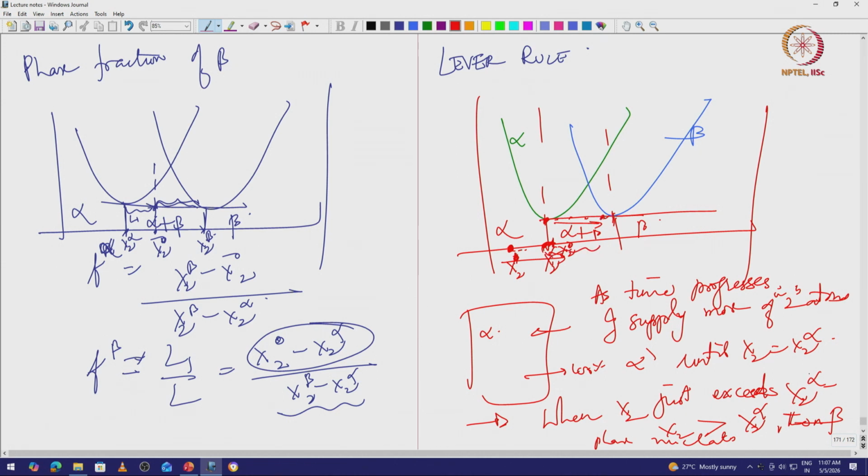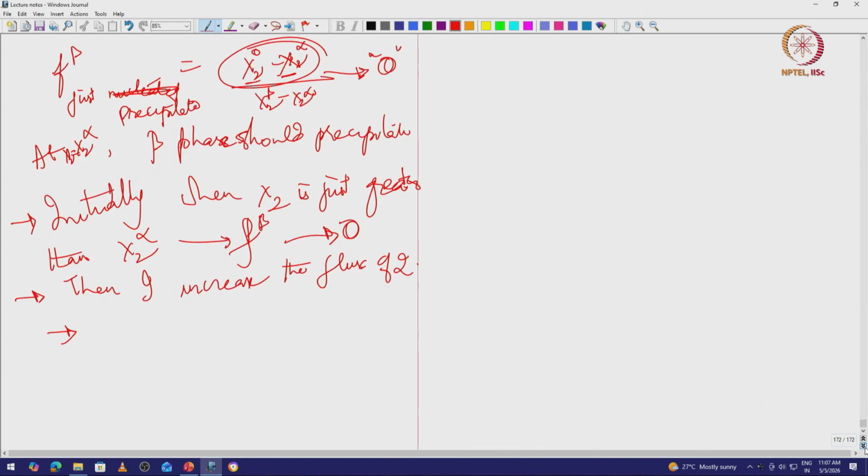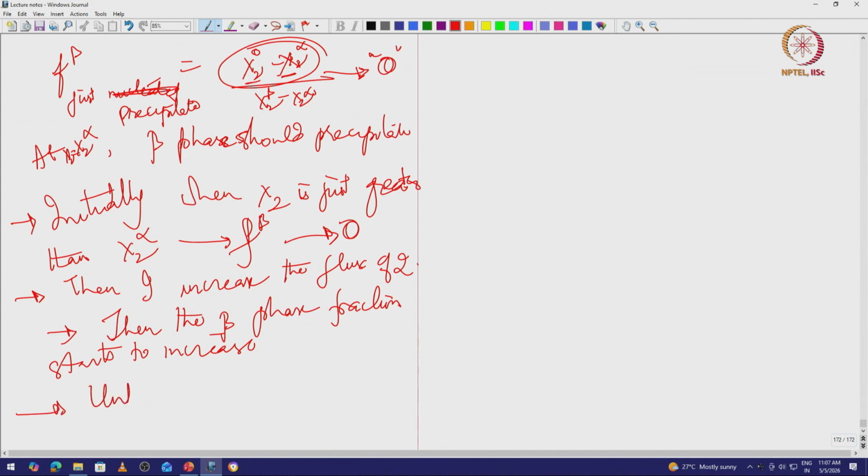So the beta phase fraction starts to increase, right. So that is simple to see. Then I increase the flux of 2, and the beta phase fraction keeps increasing until x2 0 equals x2 beta. So this is at another time, but x2 equal to x2 beta.